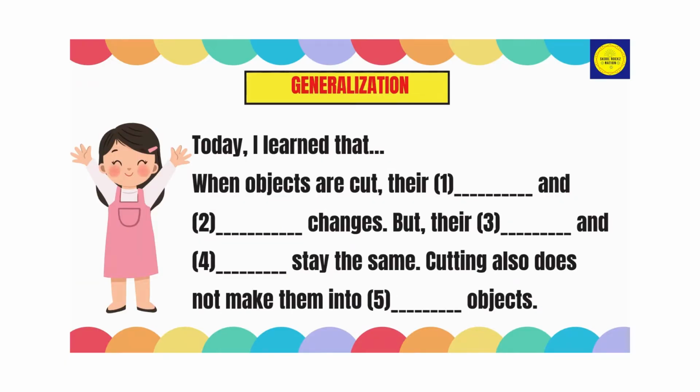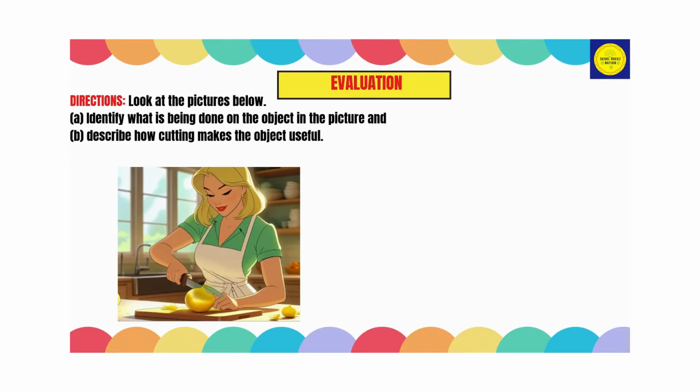For our generalization, today I learned that when objects are cut, their size and shape changes, but their color and texture stay the same. Cutting also does not make them into new objects. For our evaluation, here is the direction. Look at the picture below. Identify what is being done on the object in the picture and describe how cutting makes the object useful. Ready? Go!